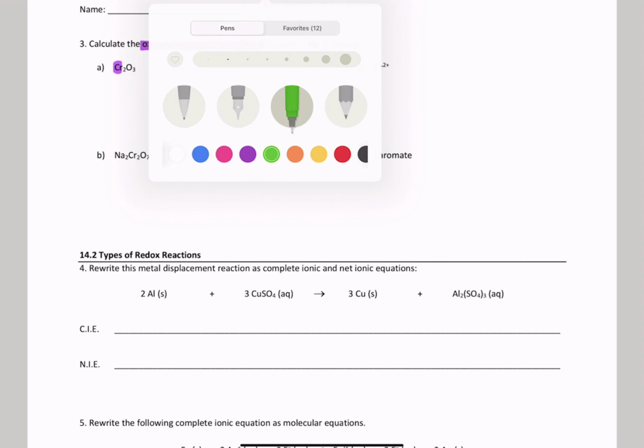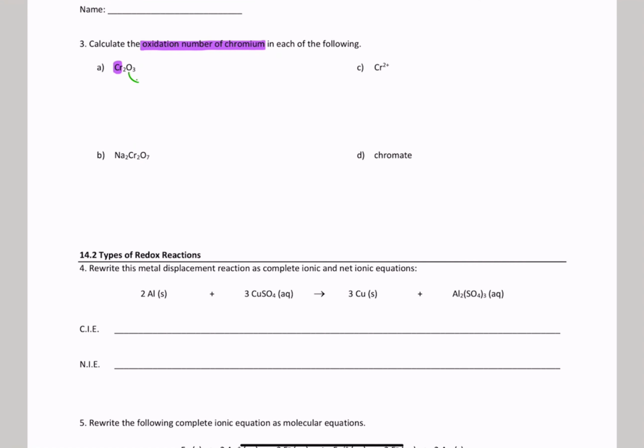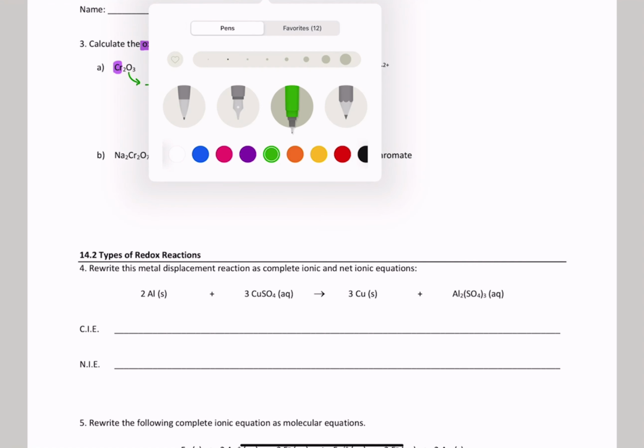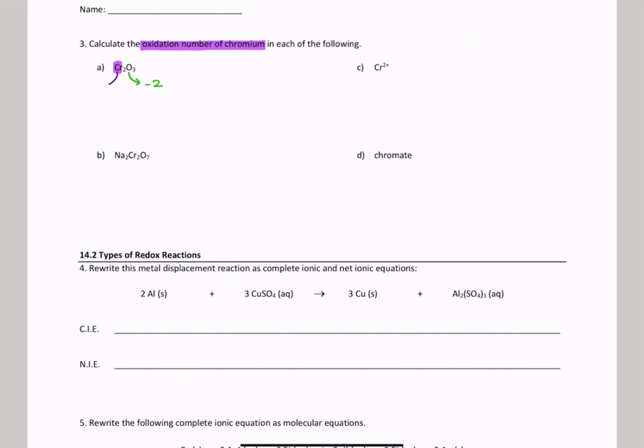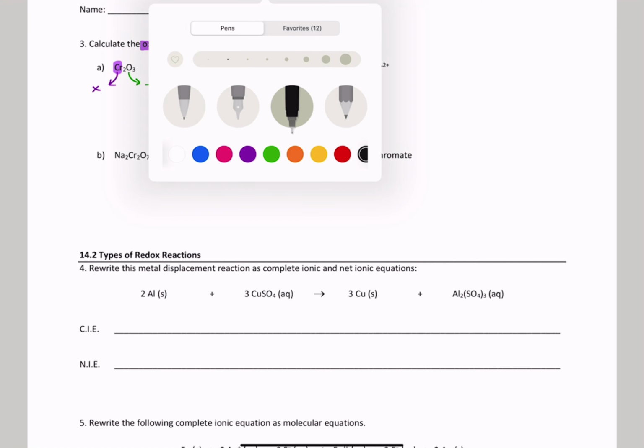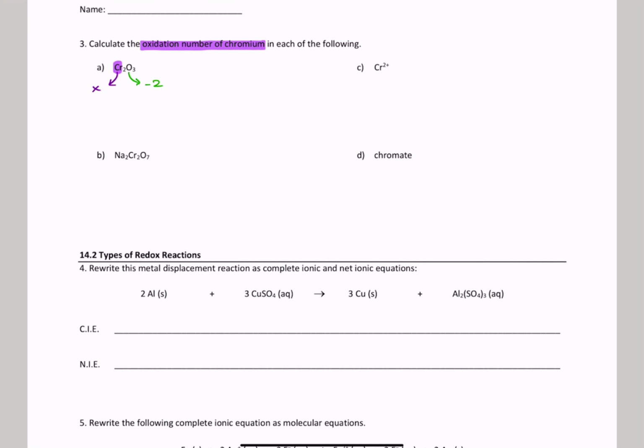And then if we use the different rules, we know that oxygen here is -2, and there's no rule for chromium, so I'm going to say that chromium is unknown and is X. Per rule 4, you remember that the sum of the oxidation numbers is equal to 0 for a neutral compound. Therefore, 2 chromium plus 3 oxygen is equal to 0. Oxidation number of chromium is X. Oxidation number of oxygen is -2, should be equal to 0.